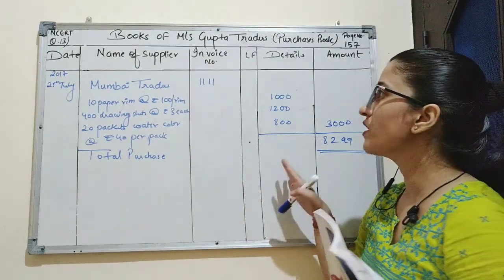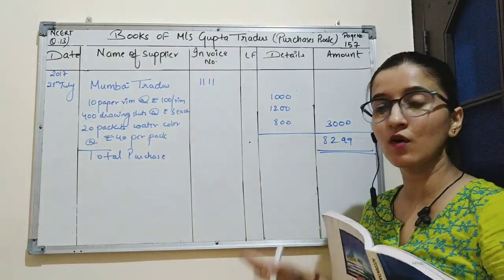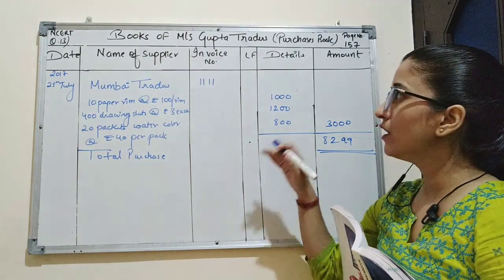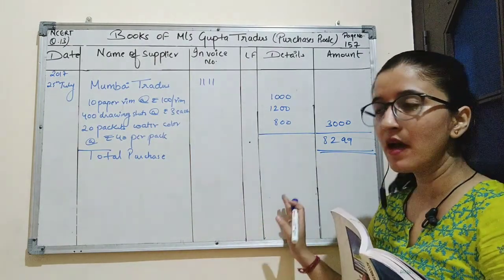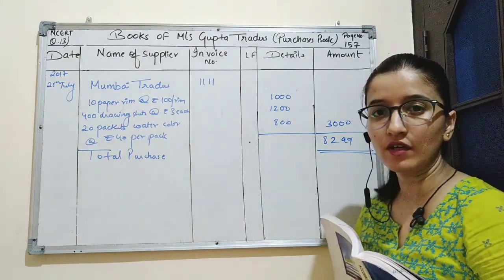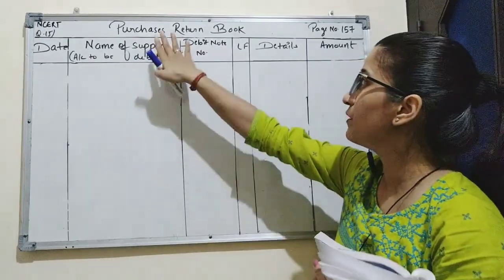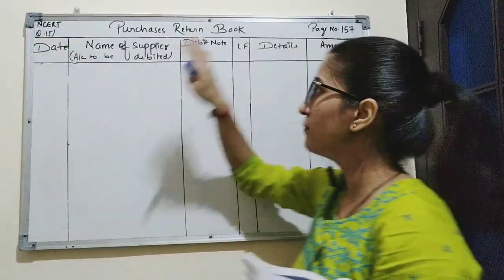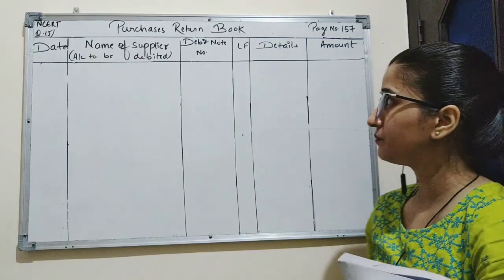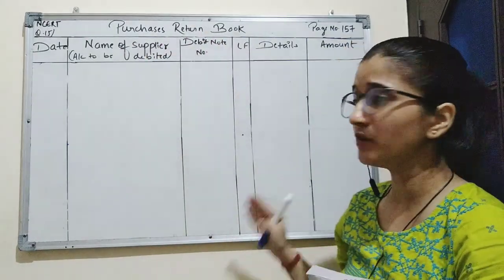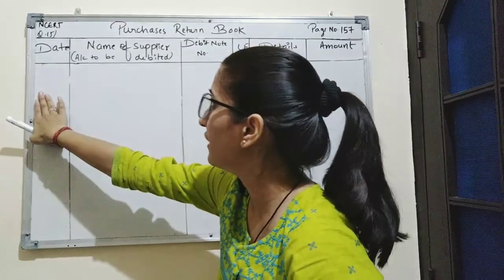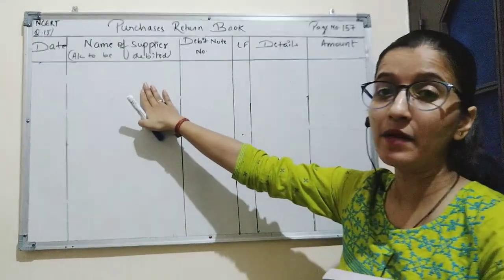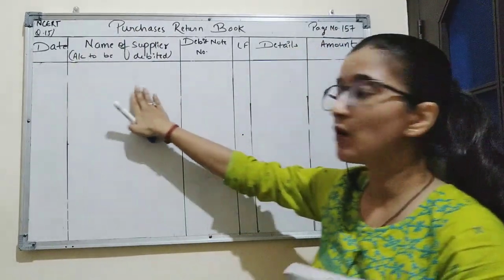So this is how question based on purchases book is solved. We have to solve the sales book also in the similar manner. Sales book format is same and we have to solve it in the same way. So now here is the format of purchases return book. This is question number 15 of NCERT, page number 157. Now in purchases return book also there is a column for date, then name of supplier to whose account is to be debited. Now why supplier's account is debited?